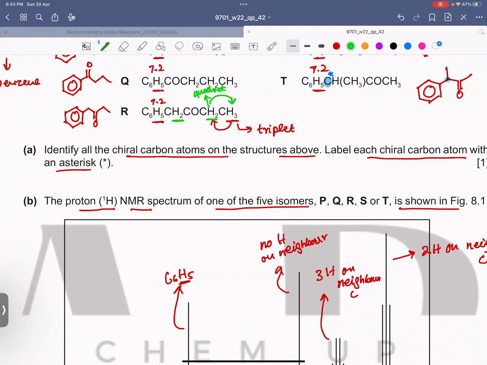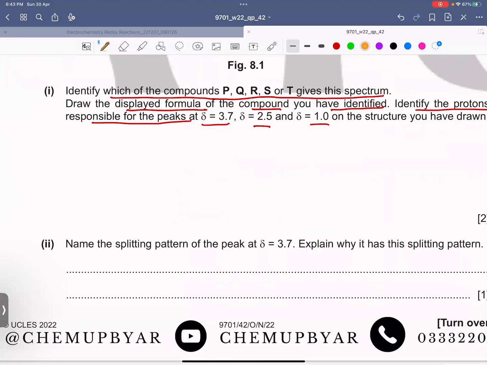And here these two hydrogens: on one side is a C double bond O, so no hydrogen on the neighbor carbon, and on the other side it is attached to a benzene ring carbon, which also has no hydrogen on it. So for these two hydrogens, I'm going to observe a singlet. So they are asking to draw the displayed formula, right? So a benzene ring, then CH2, C double bond O, CH2, and CH3. Yes, is this clear?